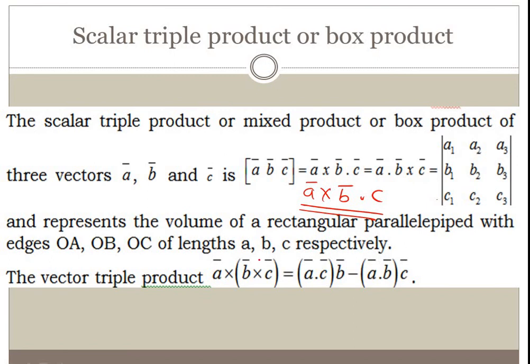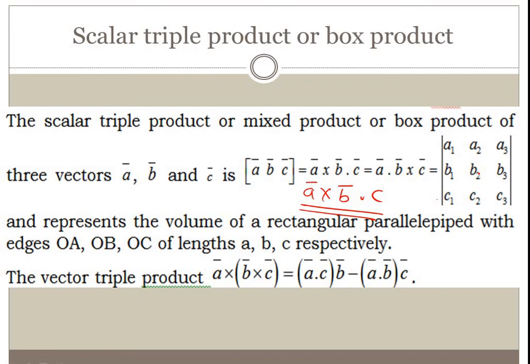A vector triple product is defined as A bar cross B bar cross C bar is equal to A bar dot C bar times B bar minus A bar dot B bar times C bar. That is the vector triple product. We don't use the vector triple product most of the time, but the scalar triple product or box product is used many times, so that is the most important thing. The box product is the determinant of A1, A2, A3, B1, B2, B3, C1, C2, C3, where A1 to A3, B1 to B3 and C1 to C3 are the coefficients of i, j, k.